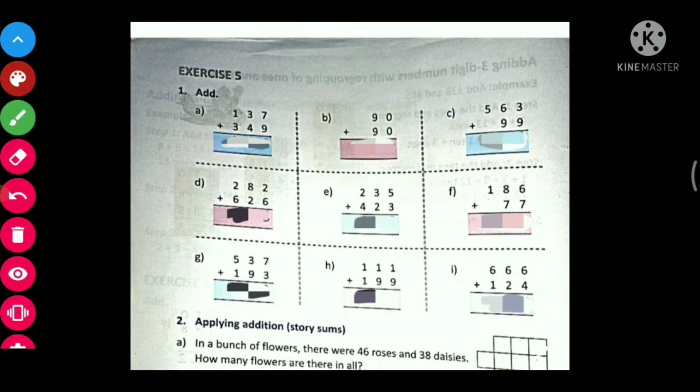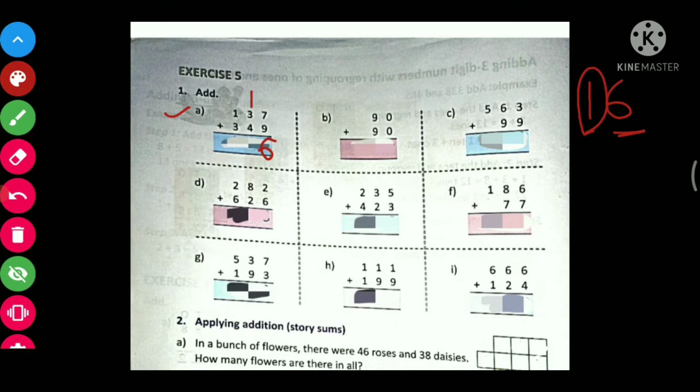Here we have to add the following. So see the first one. We'll start adding from the ones place value. So see, in ones place value 7 and 9 is there. So 7 plus 9, it will be how much? Yes, 16, right? So we'll write this 6 in the ones place and we'll write this 1 in the tens place.